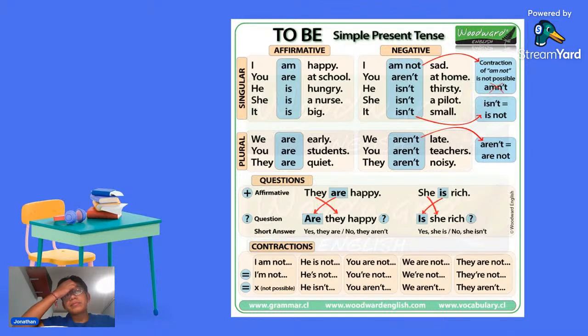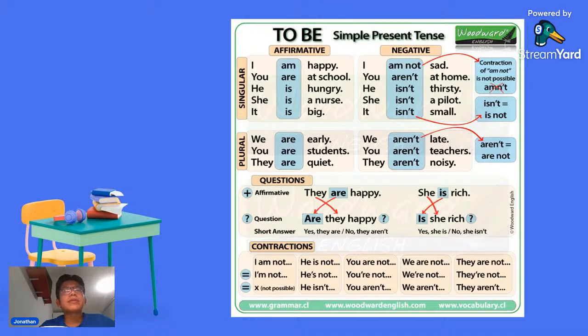In this case we have singular and plural. In plural the subjects are we, you, and they. We use are, and for he, she, and it we use is, and for the subject I we use am.